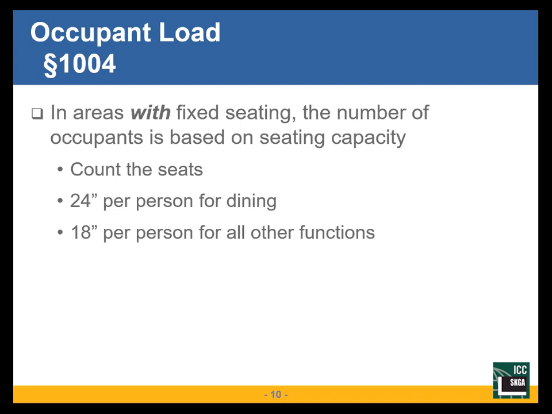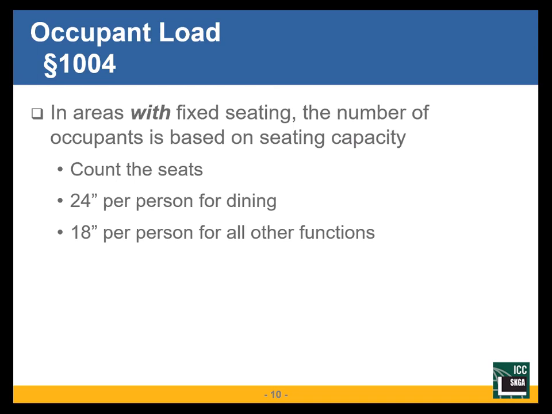Two ways. Either I have fixed seating or I do not have fixed seating. Fixed seating means that the seating does not move. It is attached to the floor. Fixed seating, the seating is attached. And so when we have fixed seating, it's simple. Count the seats. How many people can we put in there?